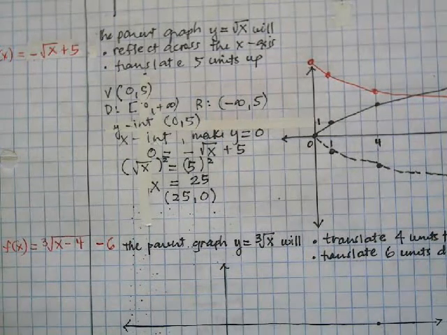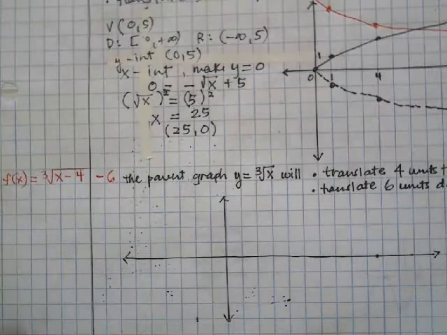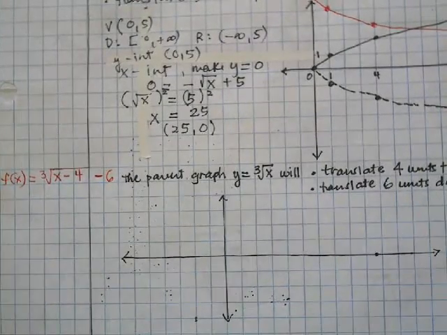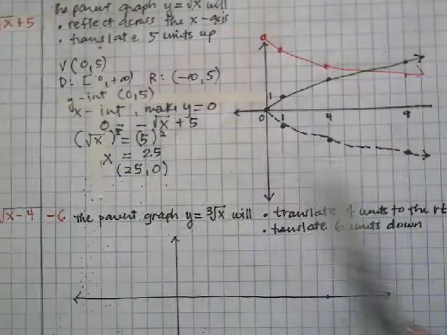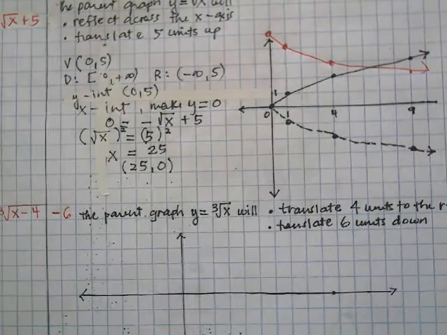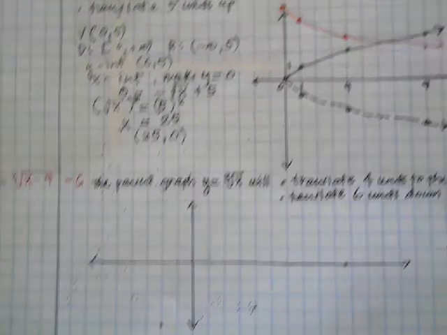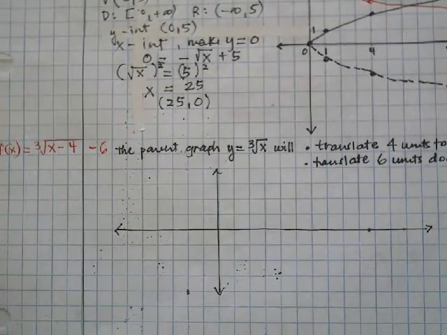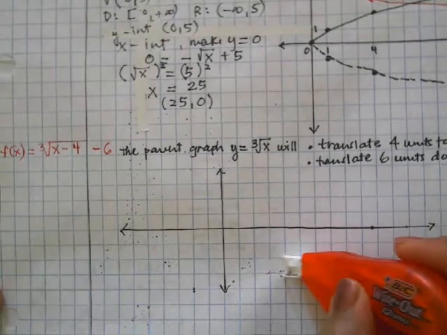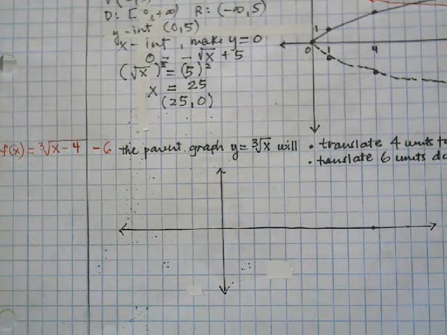Now graph this one too: cube root of x minus 4 minus 6. So let's go now to cube root. This is my last example. I only gave one example for each one. I hope you understand how to transform. As long as you know the shape of the parent graph, then you can transform.